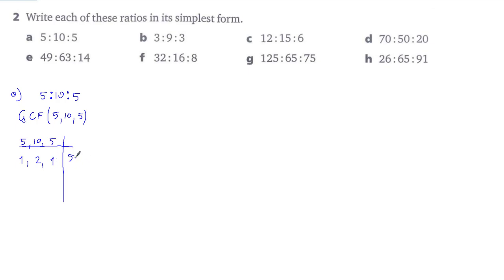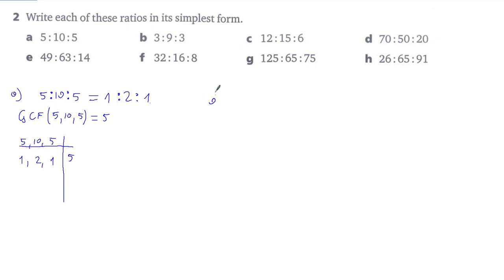Actually, we can't divide anymore here, so what does that mean? The greatest common factor of 5, 10, and 5 is only 5. So we shall divide all numbers by 5. We will get 1 to 2 to 1. We solved question A.